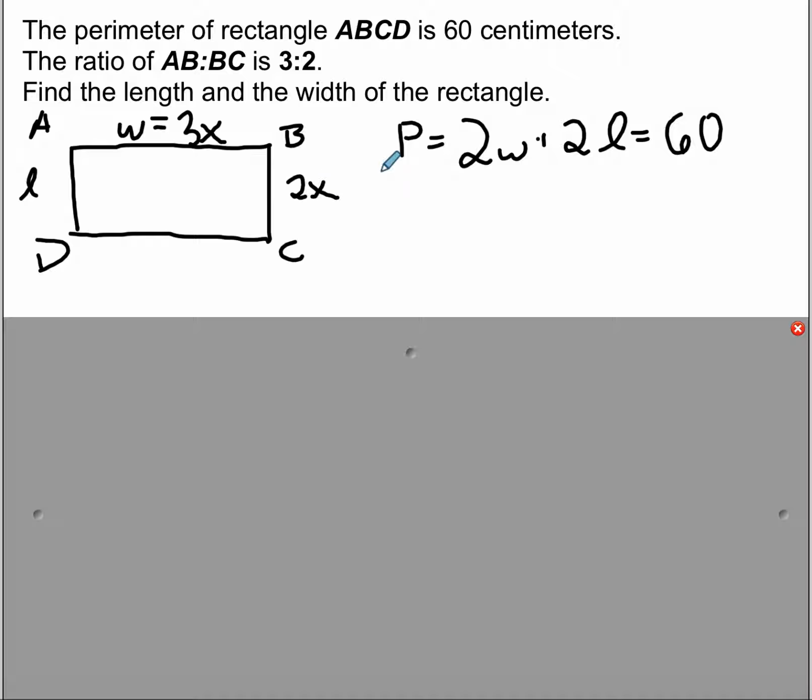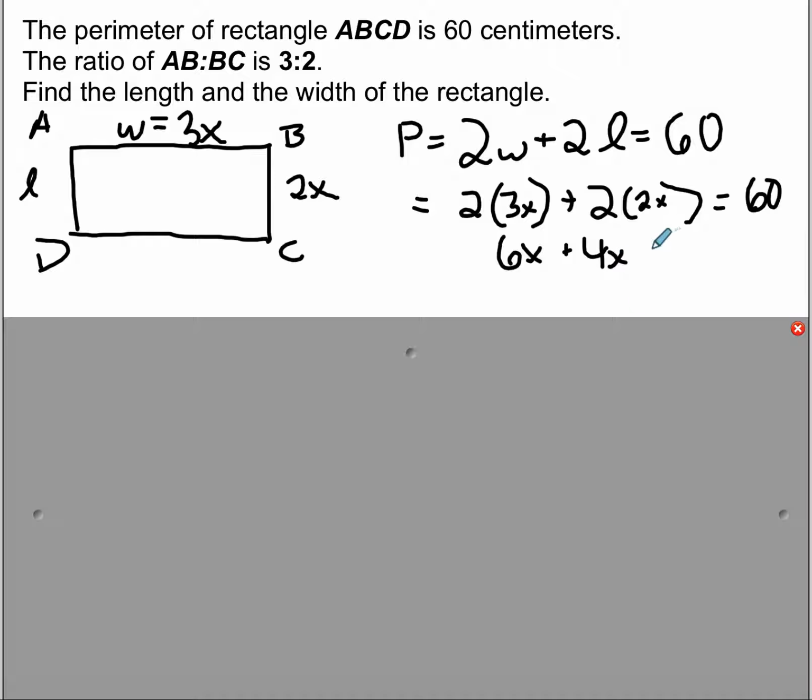So now that we have these values that represent our width and our length, we can plug them into this equation and then solve. So I'd plug in 3x for W, and I'd plug in 2x for L. I'd still set that equal to 60, and now I can solve. 2 times 3x is 6x, 2 times 2x is 4x, and that equals 60, so 10x equals 60, and x is 60 divided by 10, which is 6.